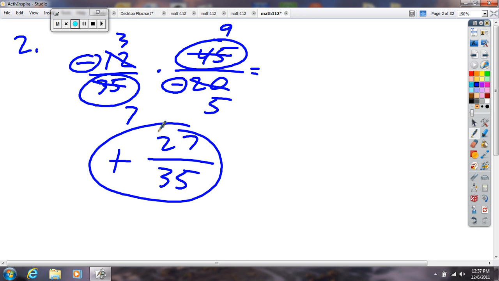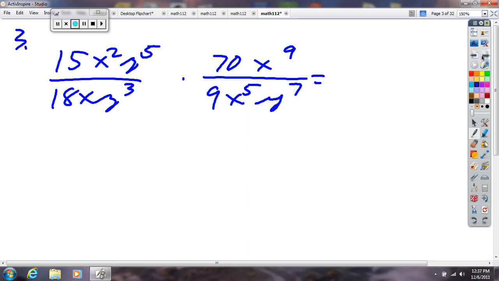Number 3. Right, same idea, except we have letters as well as numbers. The numbers are done the exact same way. So what do I have? Well, I have a 15 and a 9. What goes into 15 and 9? 3 does. So 3 goes into 15 5 times. 3 goes into 9 3 times.